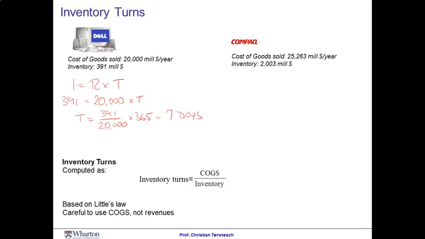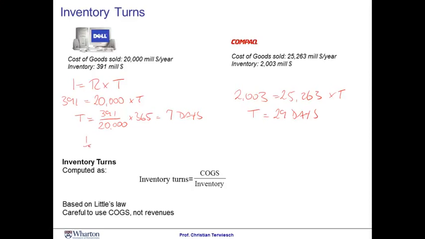Now do a similar calculation for the case of Compaq. The inventory here is $2 billion. The flow rate is slightly larger, 25,263 times t. And if you solve for t, you will get roughly 29 days. So while a dollar has to only spend 7 days at Dell, it will spend 4 times longer, 29 days, at Compaq.